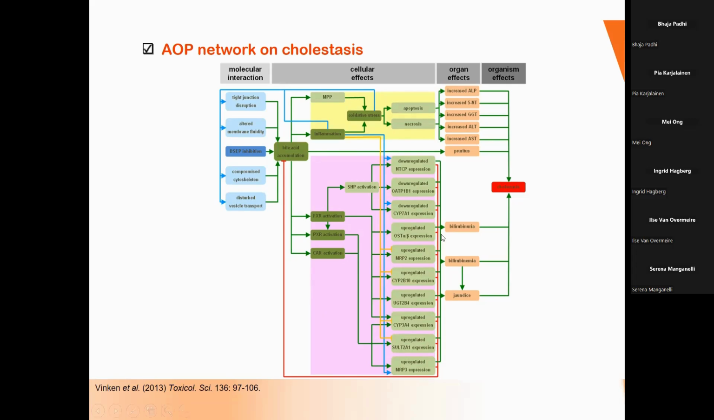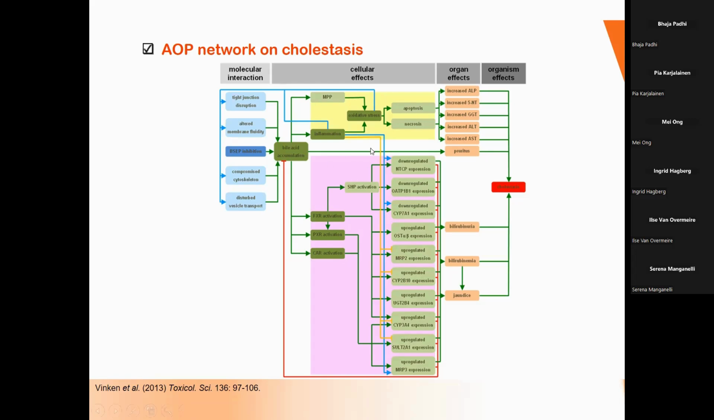But at the same time, you also induce here the pink or purple box, if you will, and that would be the homeostatic adaptive response. And again, that is something that is pretty special for cholestasis. It's not that manifested in other types of toxicity, but nevertheless, it also dictates the final outcome of the AOP. So that's why it's so important to have this adaptive response included in the AOP.